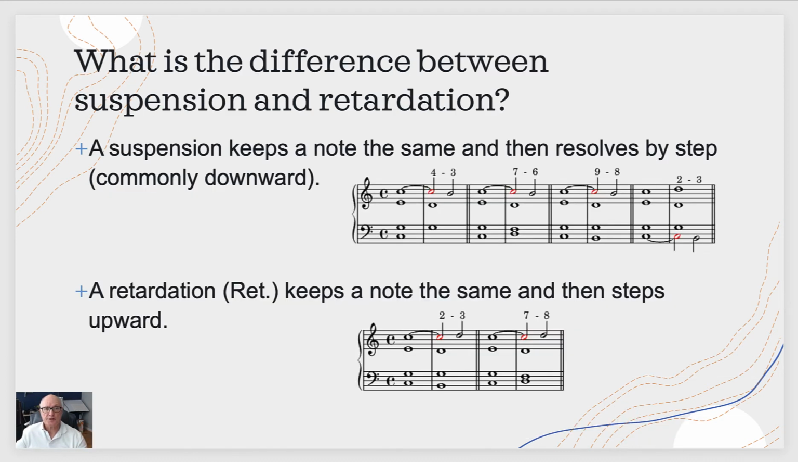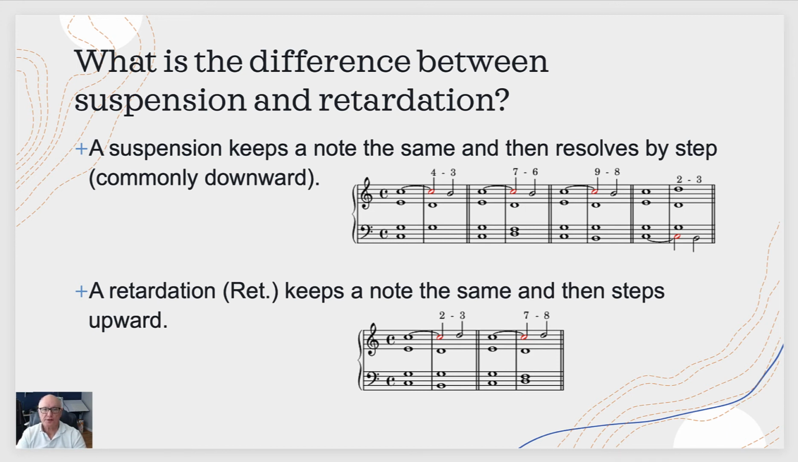What's the difference between a suspension and a retardation? A suspension keeps a note the same and then resolves by downward motion. So this example sounds like this. Do you hear how the C is held across and then resolves downward? Well, here's another one. This is the 7/6. So this 7/6 suspension in the middle of a phrase.